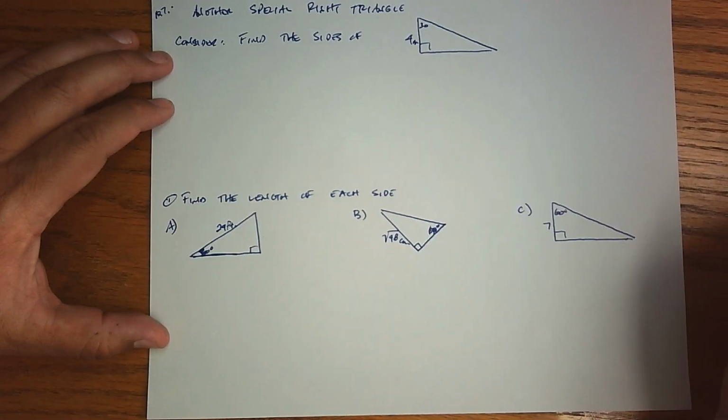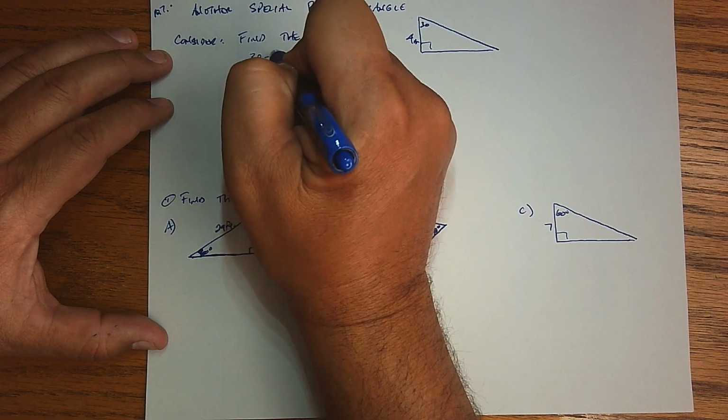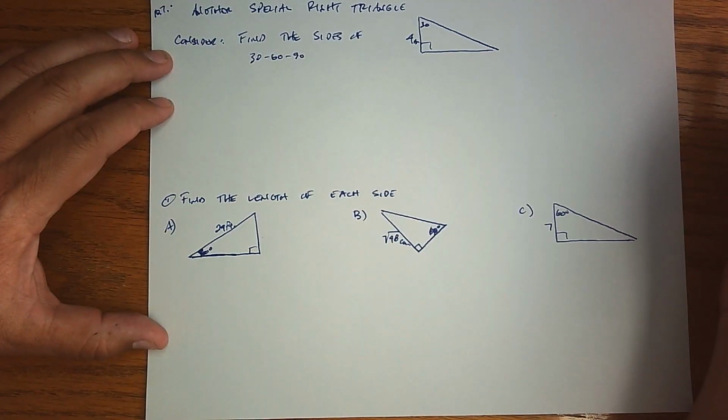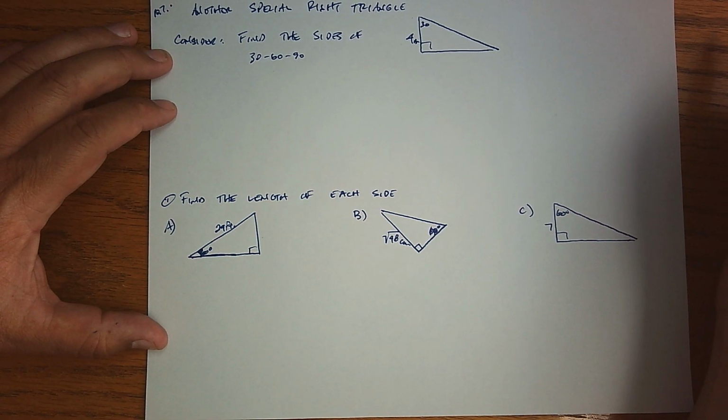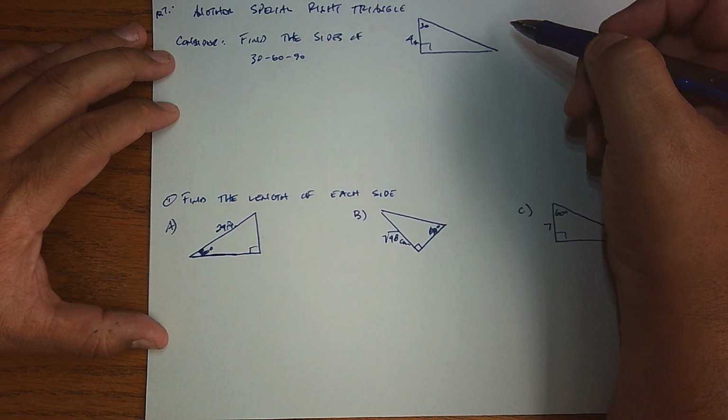Another special right triangle situation occurs when we have what is called a 30, 60, 90. This one is a little bit harder to see. It's not as common sense as the 45, 45, 90, but it's still a recognized situation.